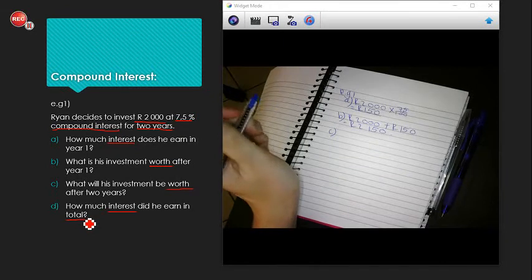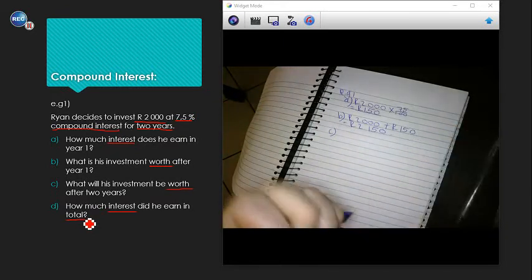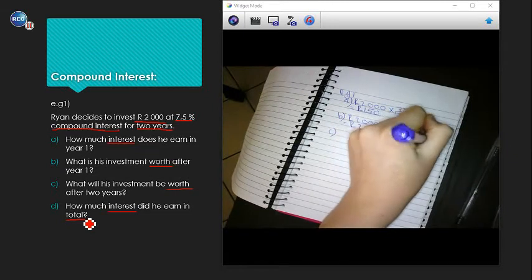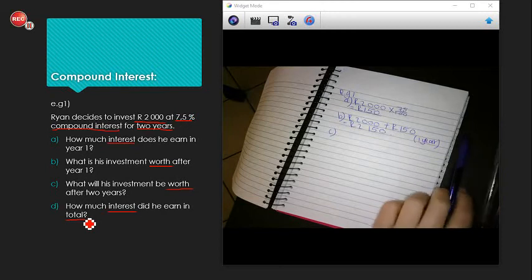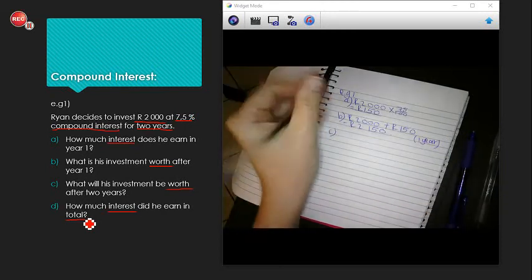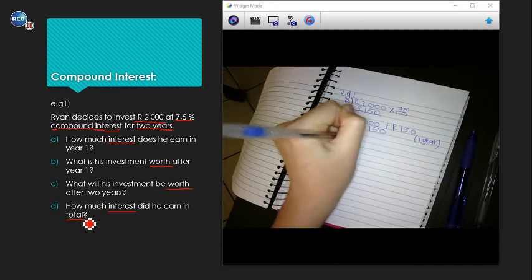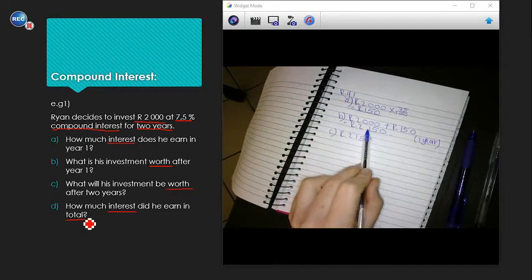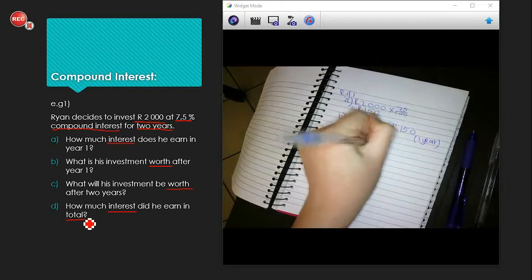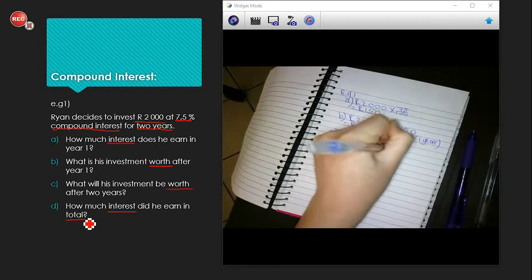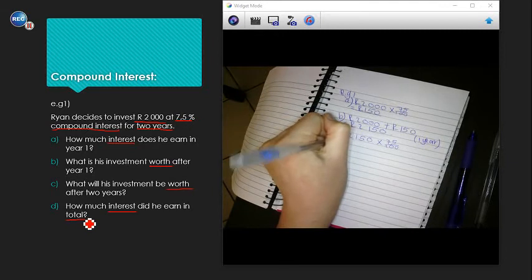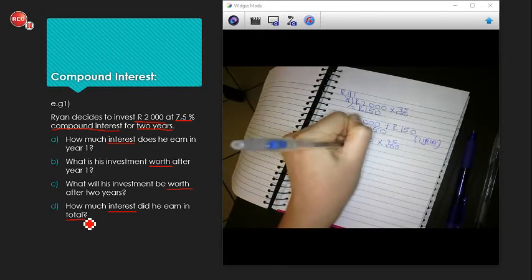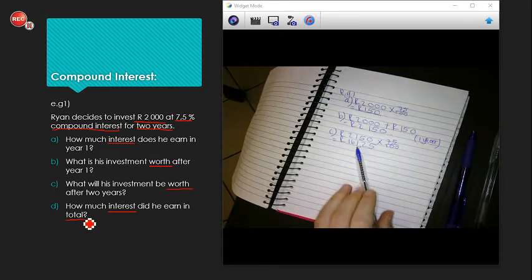The next question is, what will his investment be worth after 2 years? So remember, this is the worth of the investment after 1 year. So now we're going to have to repeat the steps, but the amount of interest is going to change. So for year 2, he's going to start with 2,150, which is the balance of this year. And we're going to multiply that with the 7.5%.